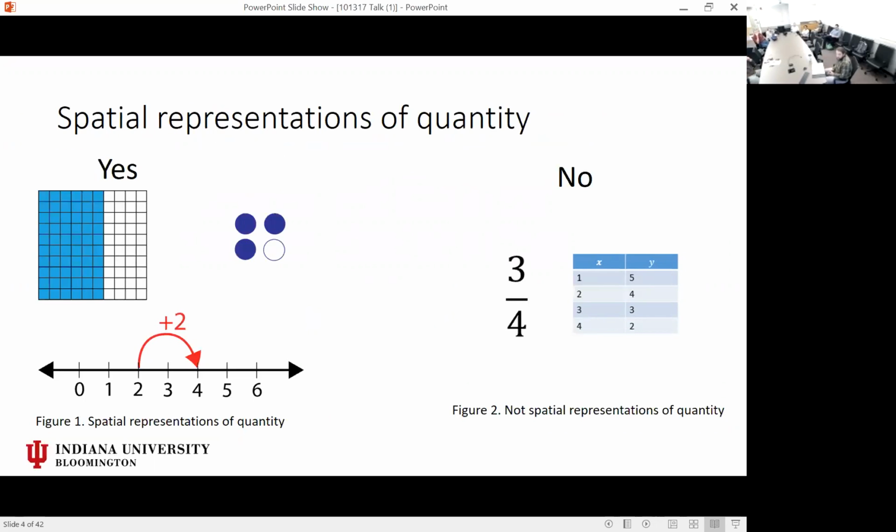Spatial representations of quantity, in terms of this presentation, I'm just going to call them representations. So if I say representations, I'm referring specifically to things on the left. Things on the right are representations of quantity, but they're not spatial in nature.